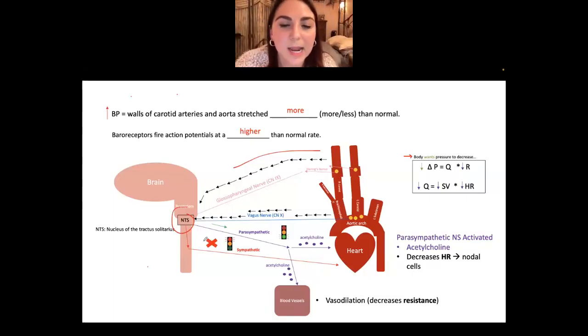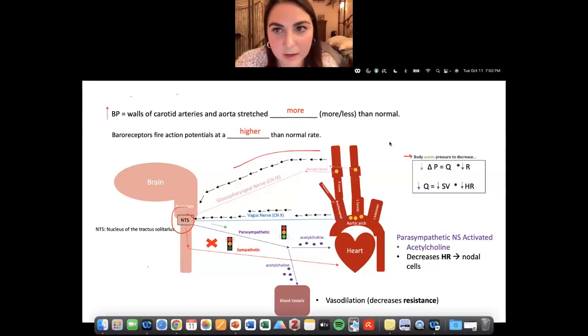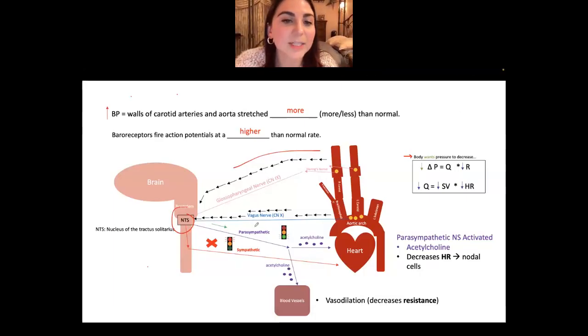So what it does is it stops the sympathetic nervous system from working. It puts a little red light on the sympathetic nervous system, and it stimulates the parasympathetic nervous system. When it activates the parasympathetic nervous system, remember we talked about acetylcholine very briefly. Acetylcholine is going to work on the heart, and it's going to decrease your heart rate. Remember, it binds those M2 receptors, and it's going to cause a decrease of heart rate. It's going to basically do the opposite of what your epinephrine, norepinephrine do.